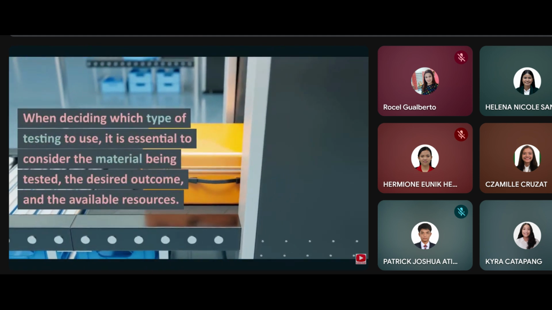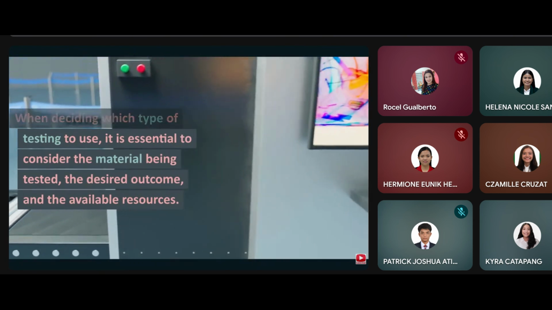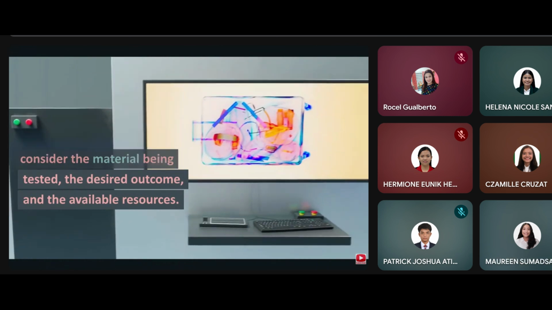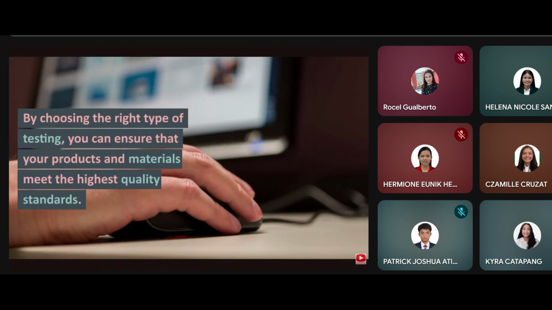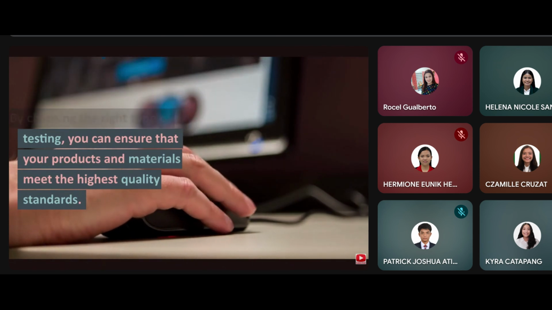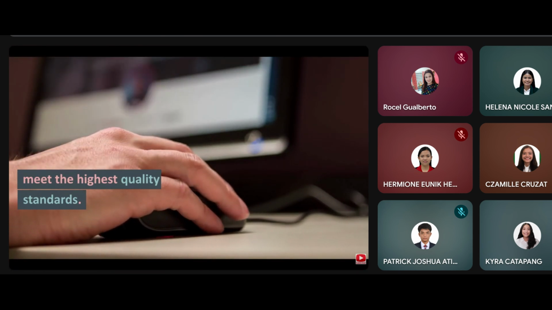When deciding which type of testing to use, it is essential to consider the material being tested, the desired outcome, and the available resources. By choosing the right type of testing, you can ensure that your products and materials meet the highest quality standards.